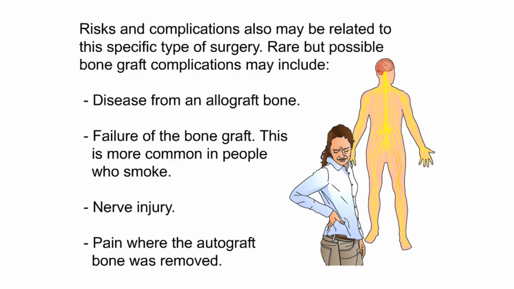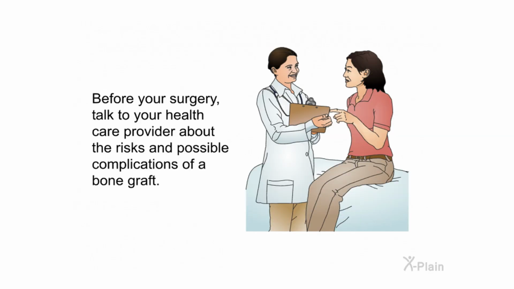Risks and complications also may be related to this specific type of surgery. Rare but possible bone graft complications may include disease from an allograft bone, failure of the bone graft. This is more common in people who smoke. Nerve injury, pain where the autograft bone was removed. Before your surgery, talk to your healthcare provider about the risks and possible complications of a bone graft.